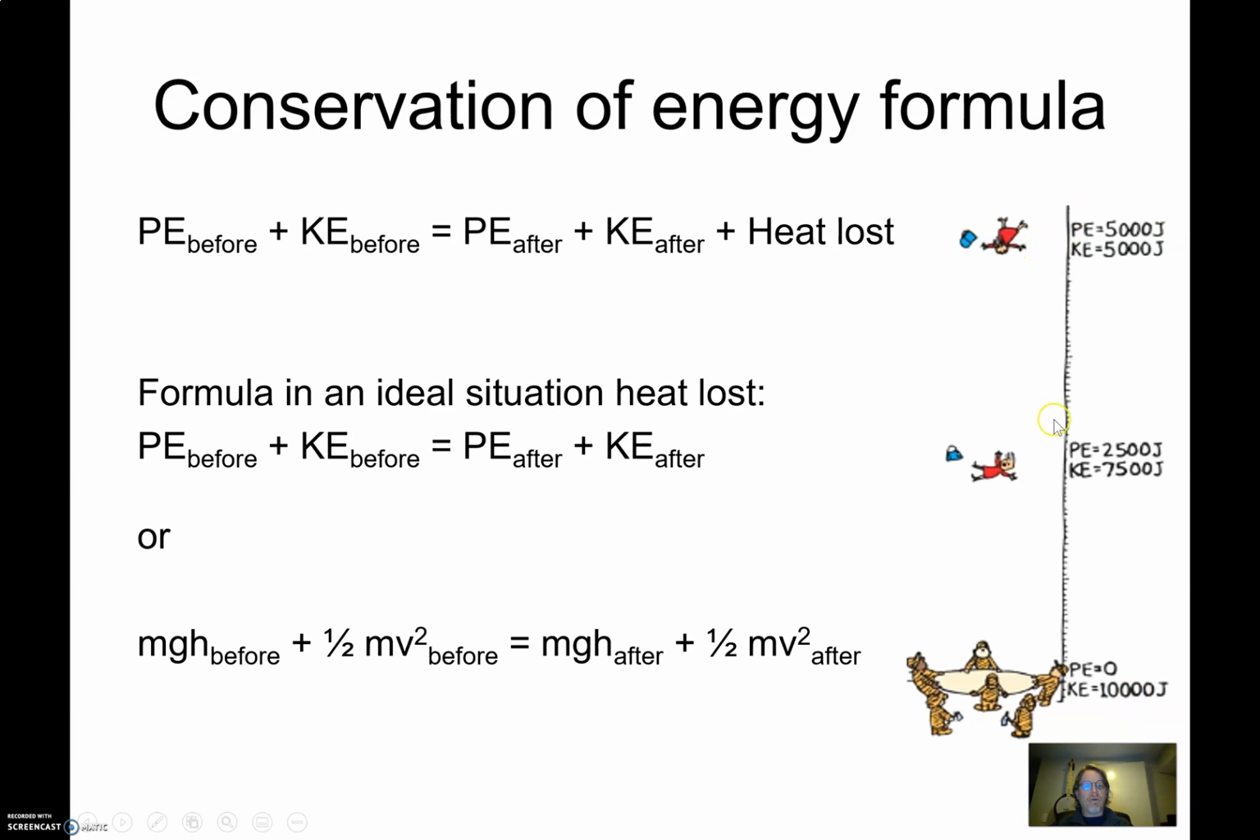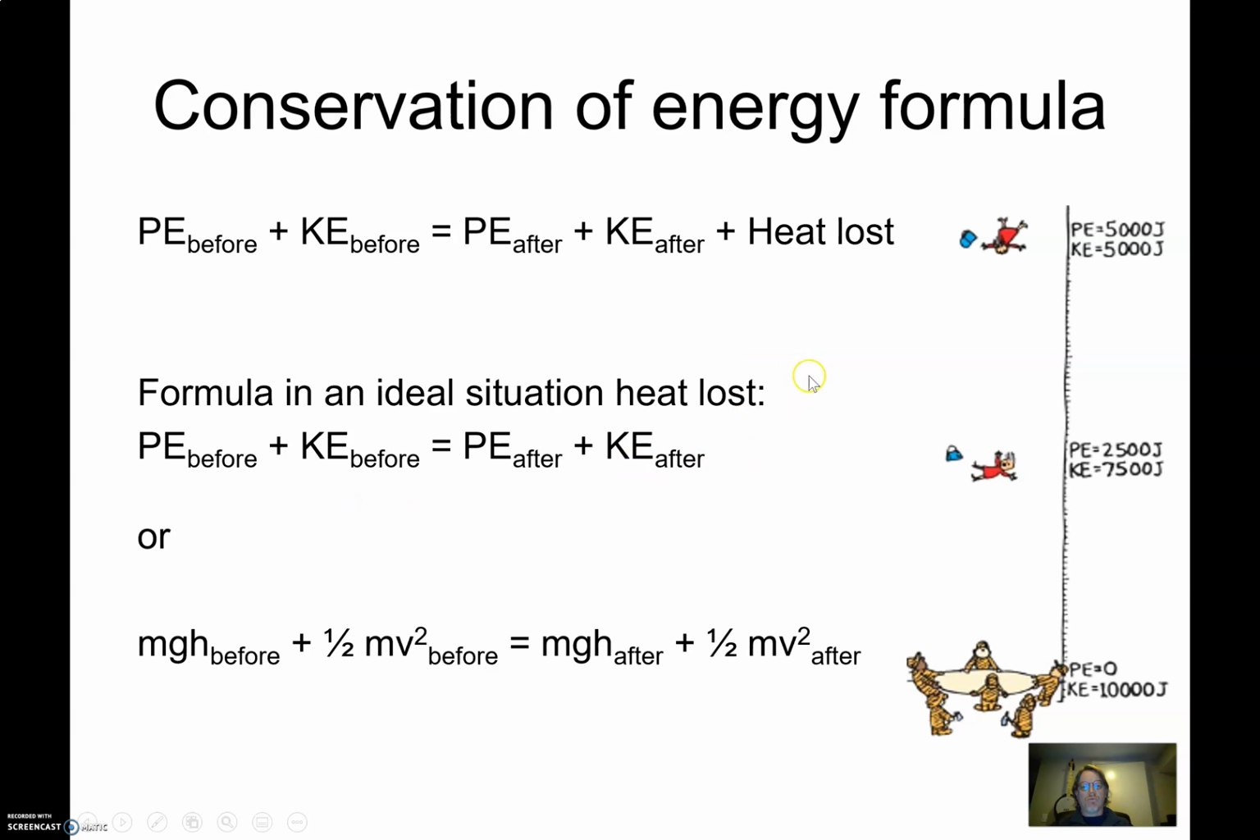But the point is, if we add up the potential plus the kinetic anywhere here, it all sums up to 10,000 at every single point. That's the law of conservation of energy. So if we assume no heat losses, this is what we end up with, the ideal situation. In reality, it's not completely true. There's some energy loss that you can't get back.